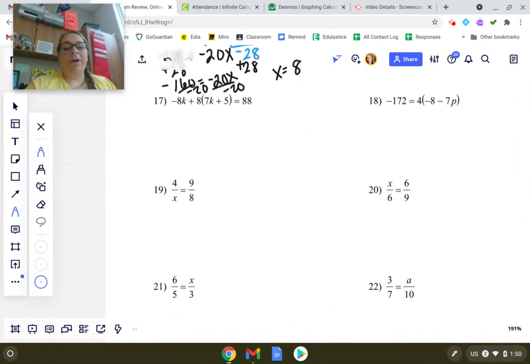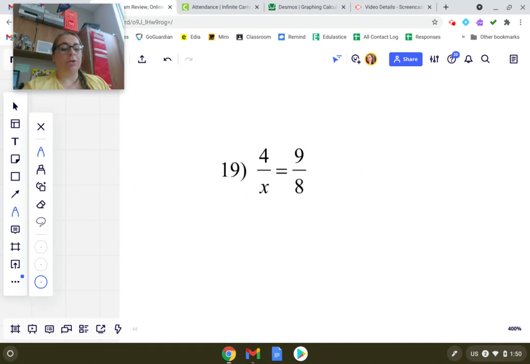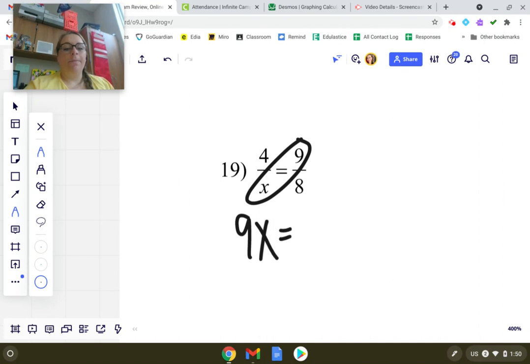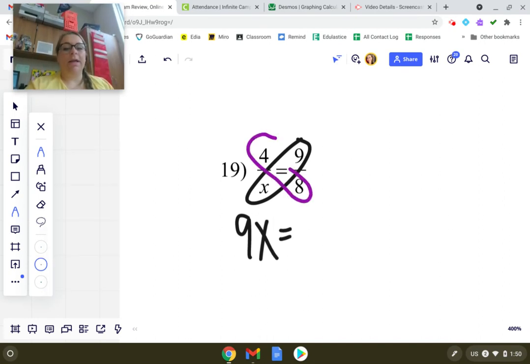And then lastly, we've got proportions here. These can get you decimals too. There's nothing wrong with that. If I'm looking here, we're going to cross multiply because you've got a fraction that equals a fraction. So 9 times x gives me 9x. And then do the same thing with your other diagonal. So 4 times 8 gives me 32.